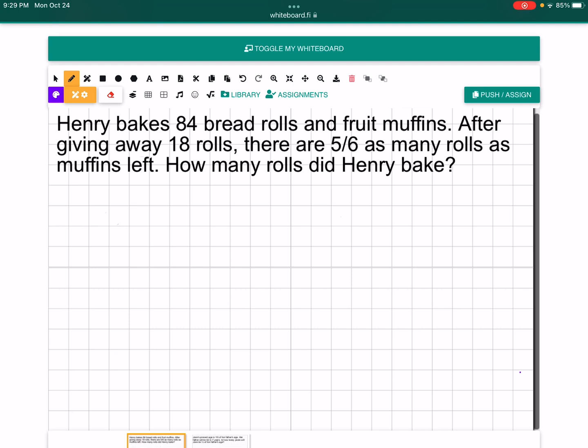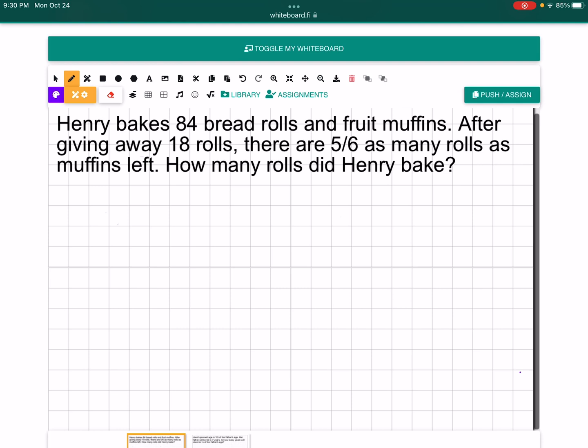And the muffins are noticeably larger than the rolls, right? So if what fits in the tray is 6/6 of a portion there, the roll tray only has 5/6 full. All right. So that's what 5/6 as many rolls as muffins means.